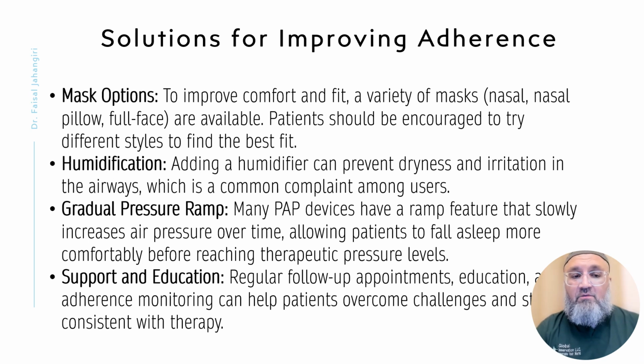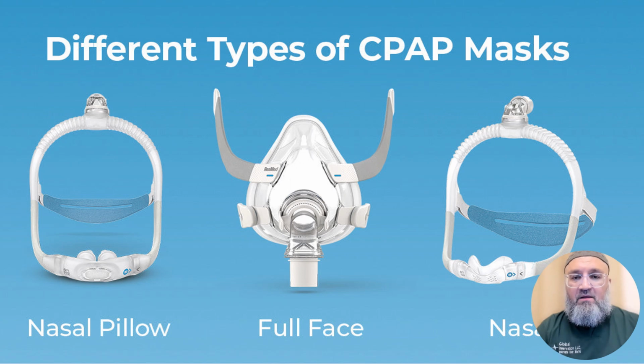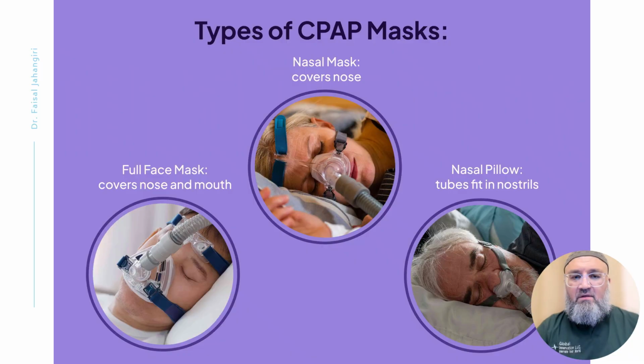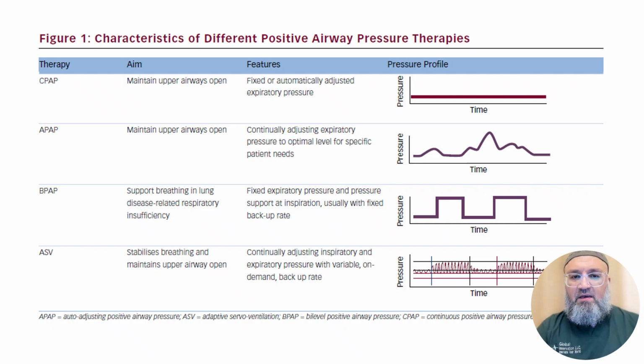Humidification can also prevent dryness, and then gradual pressure ramps start with low pressure and then go up after every few weeks, and then support and education. So these are different types of CPAP masks: nasal pillow, full face mask, and nasal mask. So you can see different types of masks a person can sleep with.